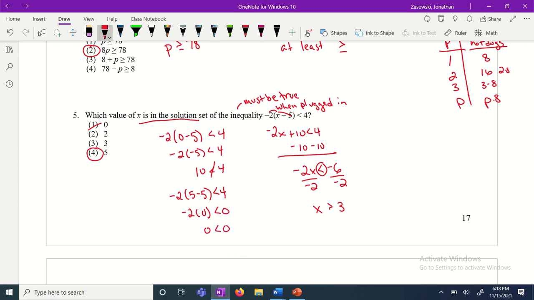And 0 is less than, I put a 0 there when this is supposed to be a 4, right? 0 is indeed less than 4. And so this does check. It works. So that's how we know that that's an answer.